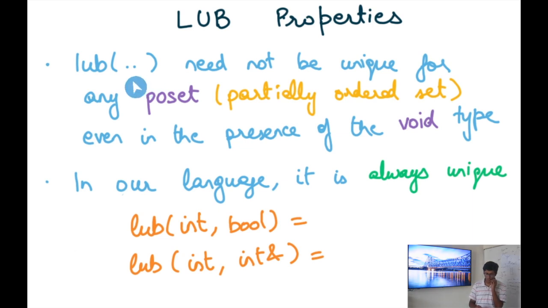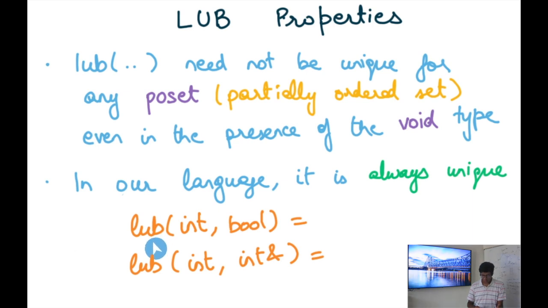It's not necessary that LUB is unique for any arbitrary lattice or for any arbitrary poset or partially ordered set. But in our language, the language that we are discussing as an example, we are ensuring that it's always unique. And typically language designers will ensure that, if they want to use the least upper bound operator in their typing rules, then the least upper bound is always unique. So we're going to use the LUB operator in our typing rules, as we're going to see in the next slide.